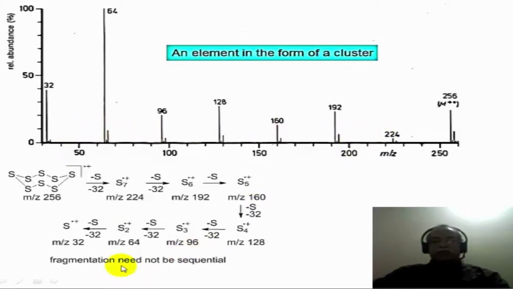The fragmentation actually need not be sequential, as it is shown in this mechanistic scheme. Two bonds can break at any point in this molecule, resulting in S3, S4 or S5, S6 fragments directly from the S8 molecule. So the following fragment ions can be formed either sequentially or non-sequentially to account for the various peaks that are seen in this spectrum.